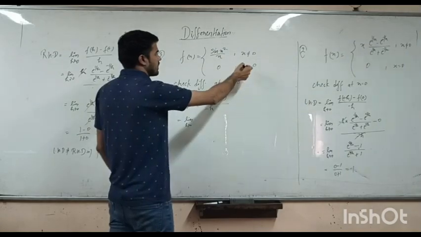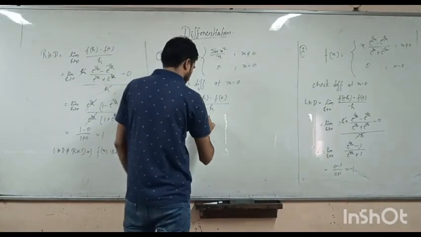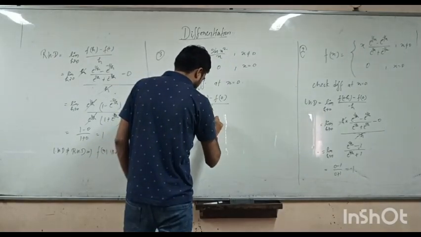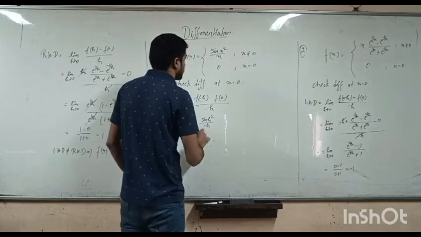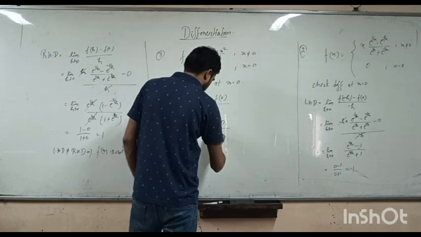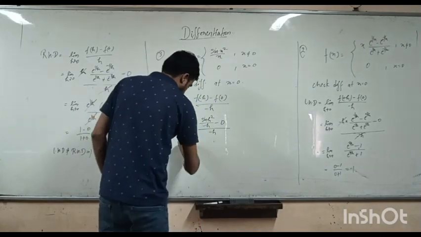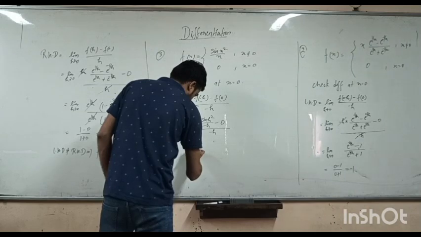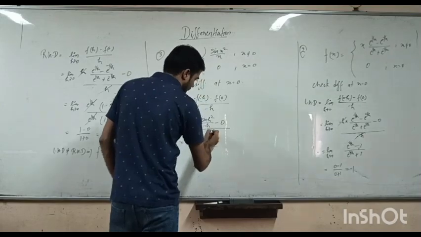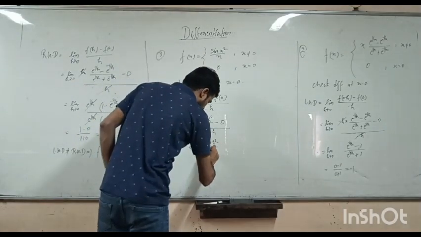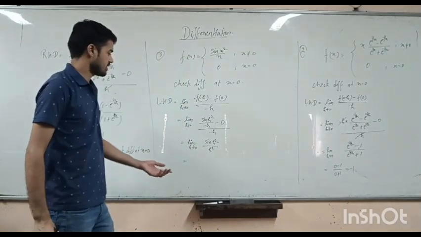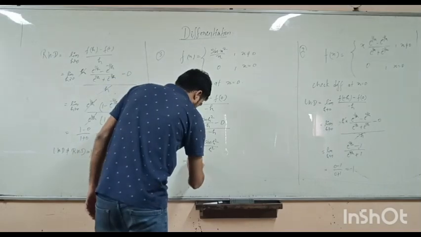f of minus h means x is not equal to 0. So it is sin of minus h square, which will be equal to sin h square, divided by minus h. And what is the value of f of 0? f of 0 is 0, divided by minus h. It will become limit h tends to 0 of sin h square divided by minus h. Multiplying, it will become h square, and this is the standard limit, h tends to 0 of sin x by x. So the value of this is 1.